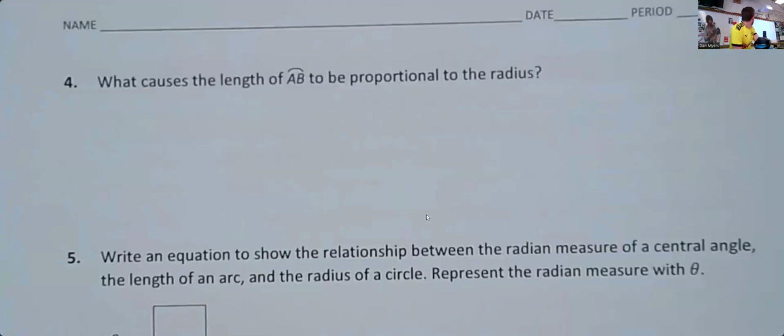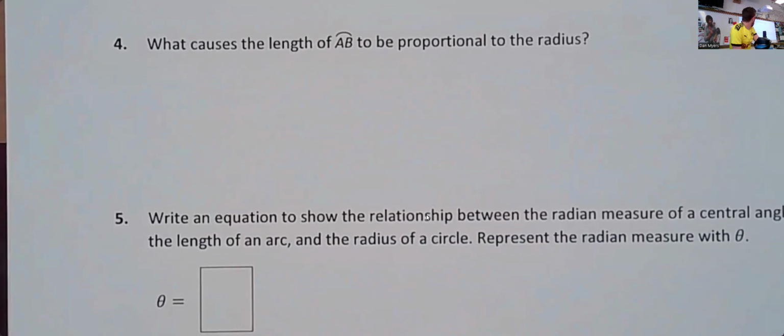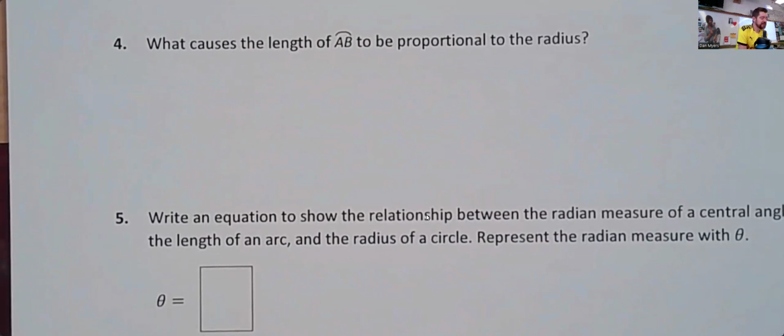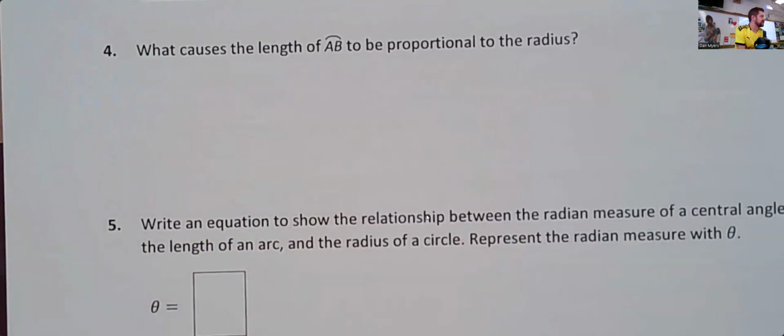So next question, number 4 on the back. What causes the length of arc AB to be proportional to the radius? Listen up. What causes the length of arc AB to be proportional to the radius?